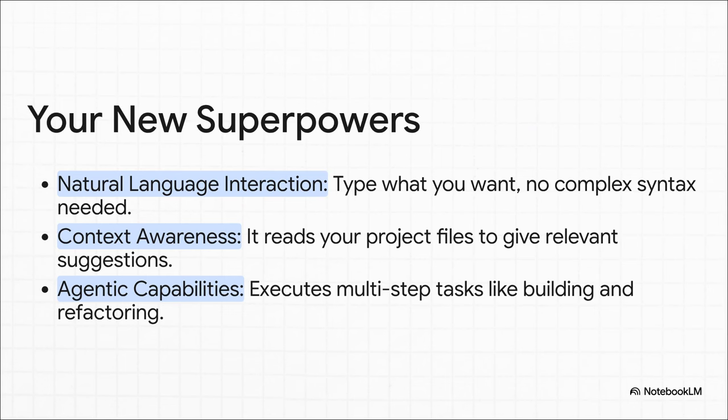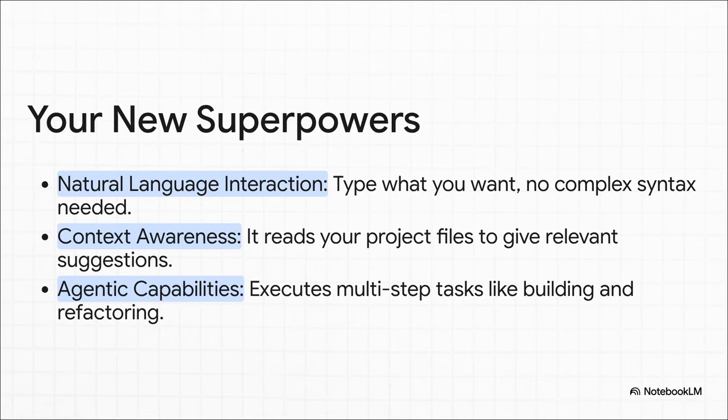These features really are like getting developer superpowers. You've got the natural language stuff and that deep context awareness, but the real game changer is what they call agentic capabilities. This means you can give it a multi-step task like, hey, build the project, then run all the tests, and if they pass, open a pull request. And it can just do that entire sequence from a single prompt.